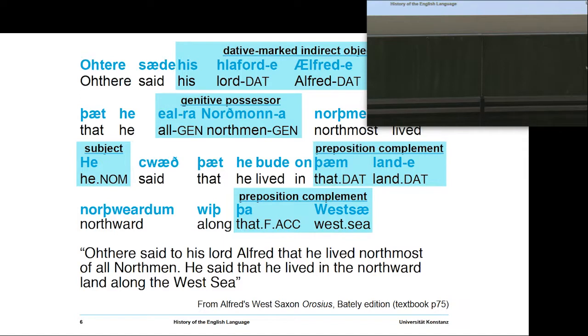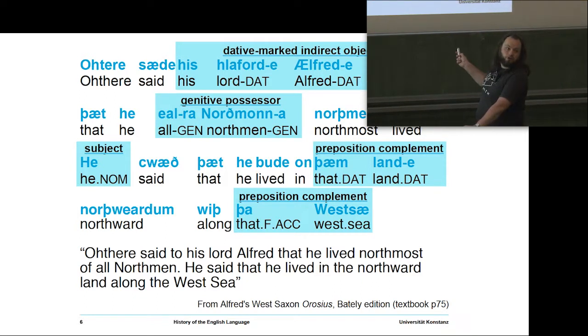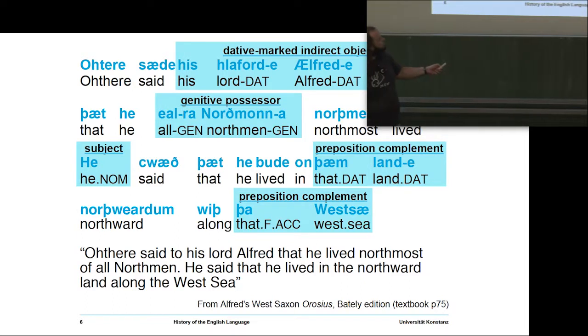Subordinate clause. Now remember, verb second is something we find in main clauses, and this is the same in German, again, broadly speaking. So, here you've got a clause: that he, of all Northmen, lived the northmost. And the verb, lived, Bude, comes right at the end of the clause. So you've got the verb right at the end here, where the clause starts all the way over here, and you've got 3 whole constituents before the verb.